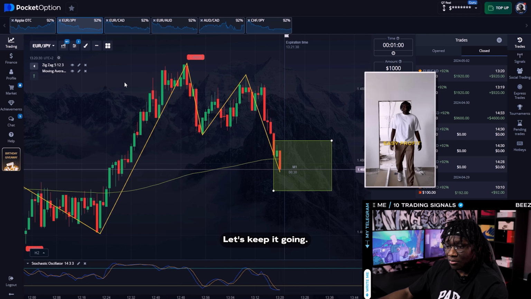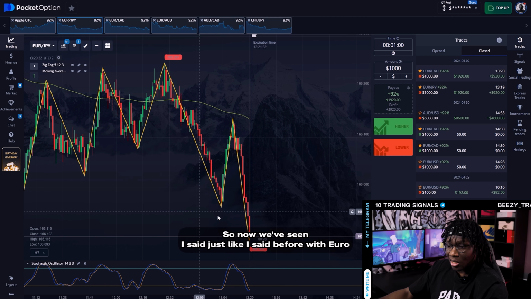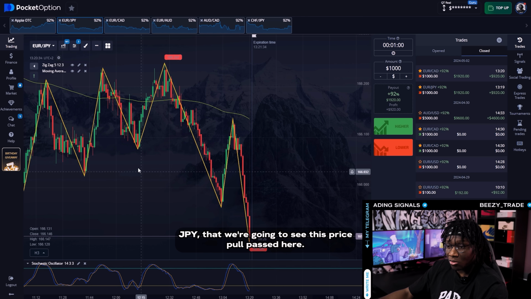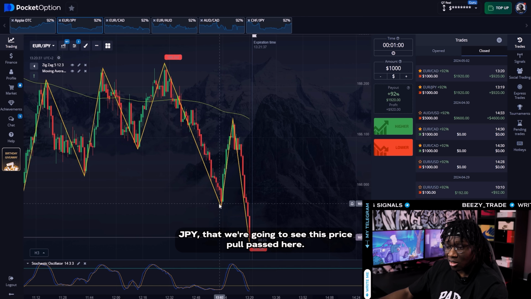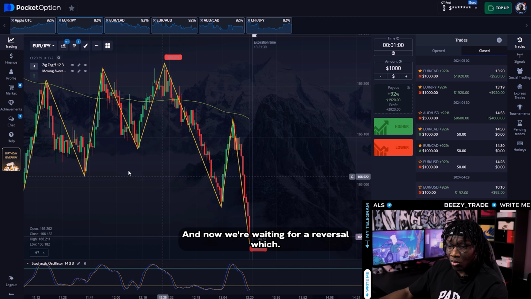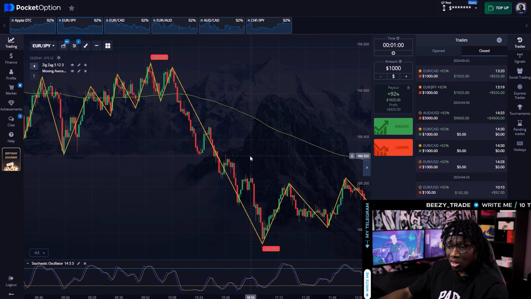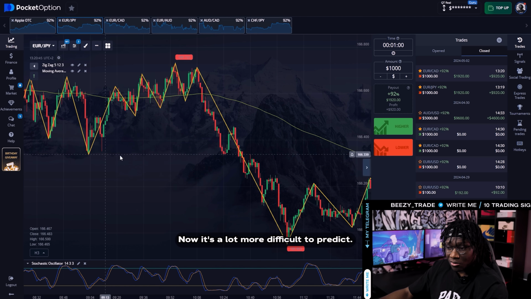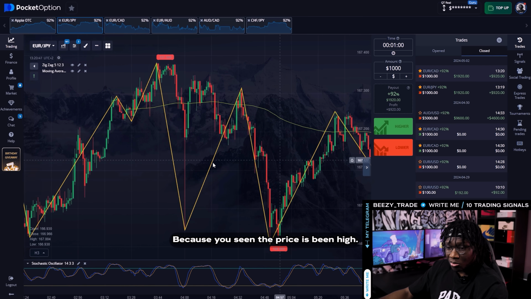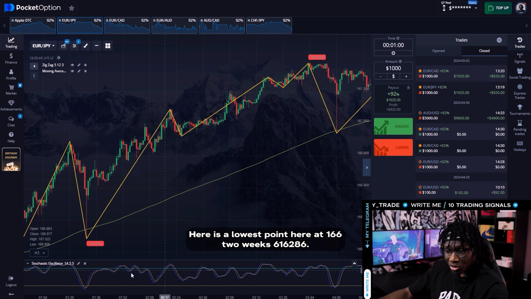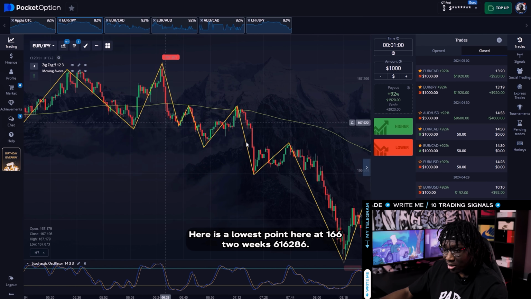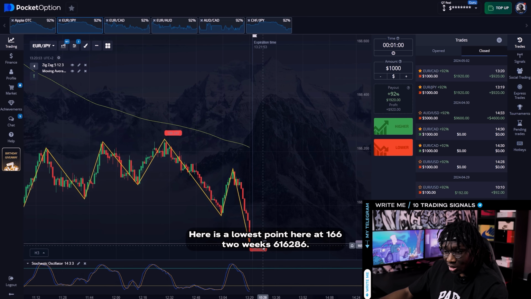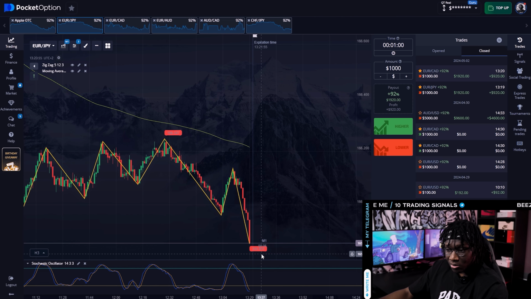Let's keep it going. So now we've seen, just like I said before with Euro JPY, that we're going to see this price pull past here, and now we're waiting for a reversal, which now is a lot more difficult to predict, right? Because you've seen the price has been high. Here is the lowest point here at 166.286.